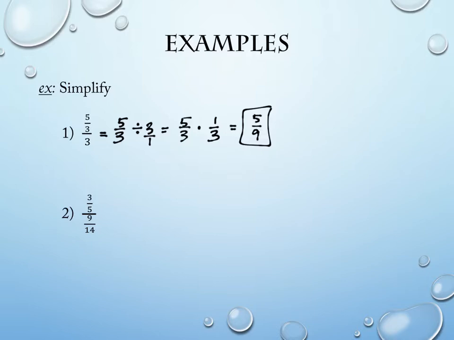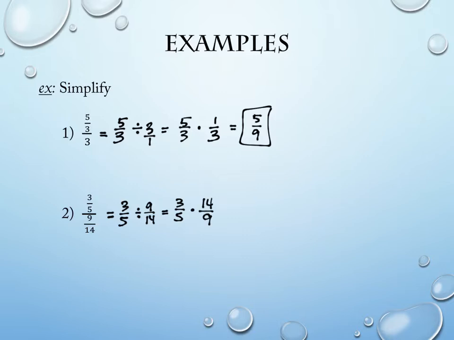Okay, second one, exactly the same thing. So instead of having it written as 3 over 5 divided by 9 over 14 in fraction form, I can write it like this. And then it looks like what we've done before. The 3 over 5 will stay. Division becomes multiplication, and 9/14 becomes 14 over 9.